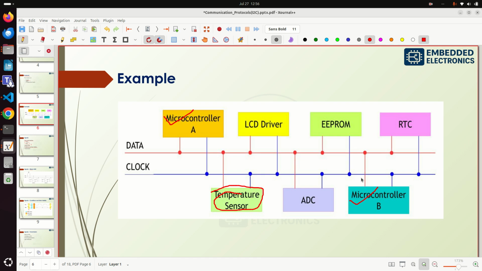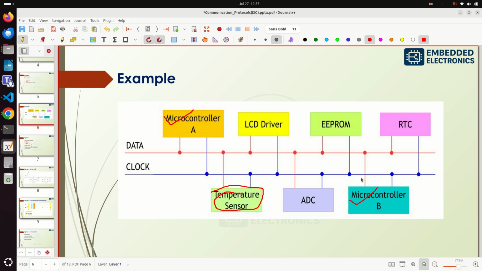Bus idle condition checking. Now microcontroller A wants to communicate with the temperature sensor. First the master is going to check whether the bus is idle or not. Then, understanding the bus is idle, it's going to transmit the unique address of the temperature sensor. But if the temperature sensor is sleeping to save power or busy doing some other task, the temperature sensor will be missing its event. Now microcontroller A sent the unique address but the temperature sensor missed its event.